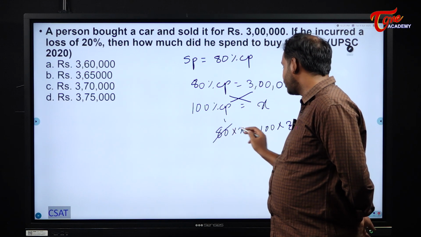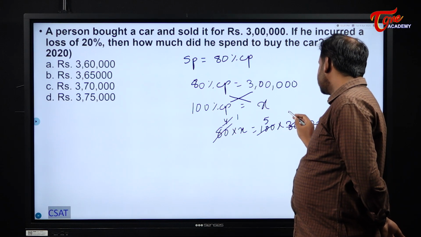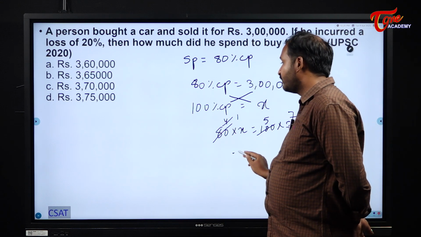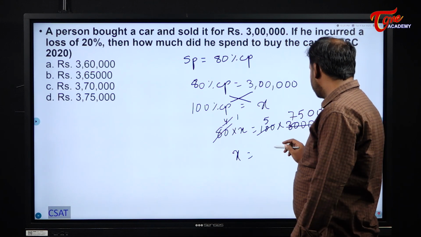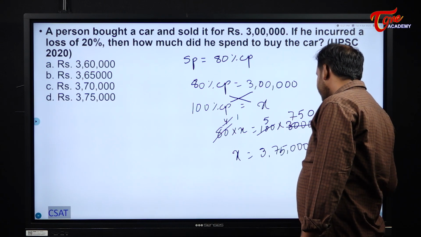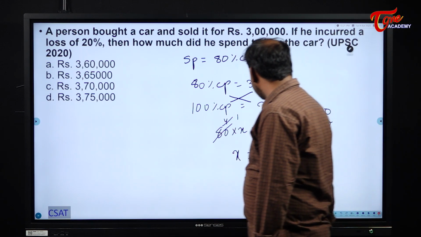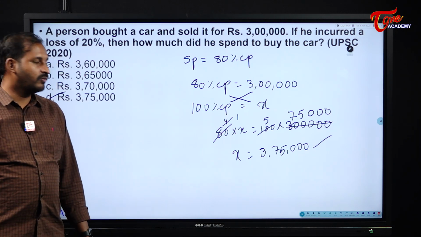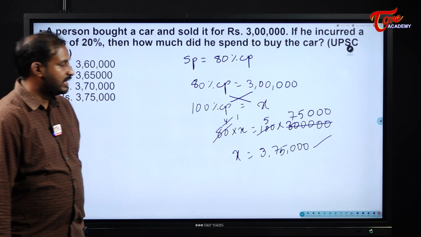So 4 twos are 8, 25s are 100. Next 4 1s are 4. 7s are 28. I will be left with 5 and 3 zeros. 75,000 into 5, what you will get here? 3 lakhs 75,000. 75 5s are 375 and the 3 zeros. So 3 lakhs 75,000 is the amount which he spent to purchase the car, and he sold it for 3 lakhs. Understood? Next one.